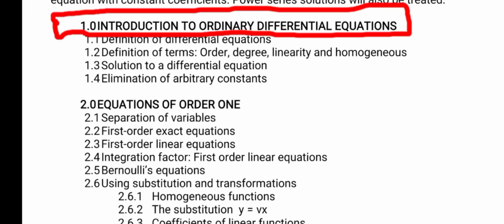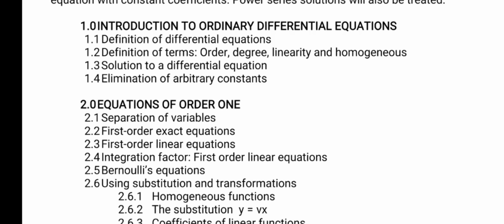Chapter 1. Introduction to Ordinary Differential Equations. Under this chapter, you will study the definition of differential equations, the definition of some terms used in differential equations like order, degree, linearity, and homogeneity. You will study the solution to a differential equation and the method of elimination of arbitrary constants.